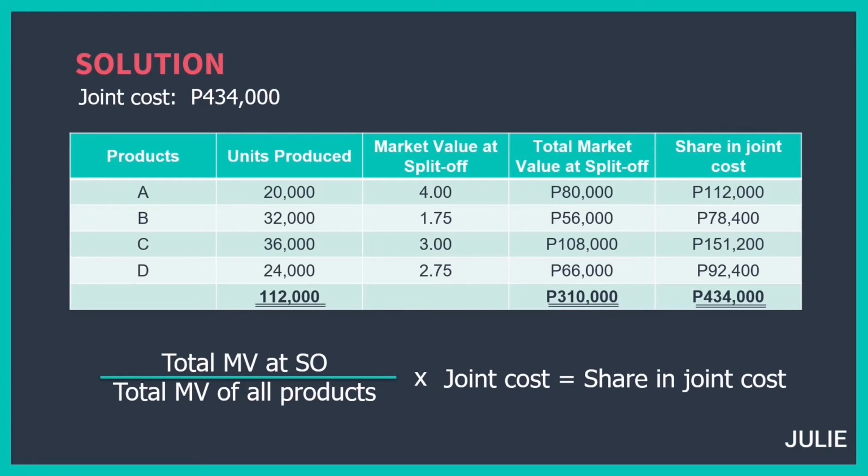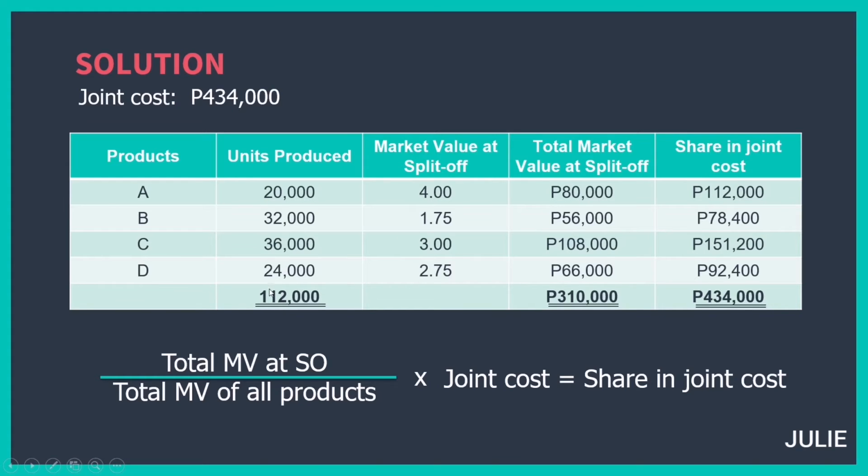For product C, we have 36,000 units produced, 3.00 market value, total market value at split off is 108,000, the share in joint cost is 151,200. Product D, units produced is 24,000, market value at split off is 2.75, total market value at split off is 66,000, and the share in joint cost is 92,400.